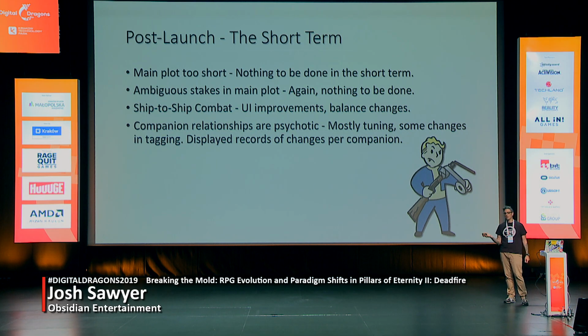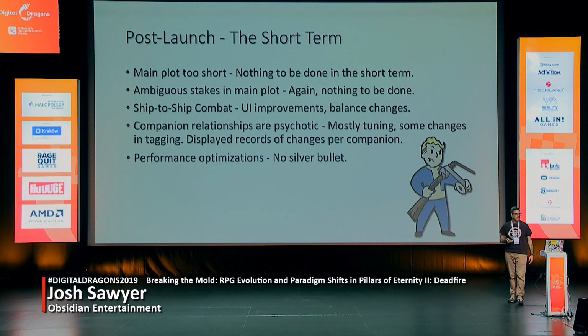The companion relationships seemed all over the place. The tuning was really crazy. So we did some tuning. We did some new tagging of relationships. I'll go into that. The most important thing I think we did is that we displayed a record of changes between your companions' relationships, because a lot of times people would get to a point where they'd say, like, why do these characters hate each other? I have no idea why. So the companion relationship page would actually show all of the steps that had led to that point.